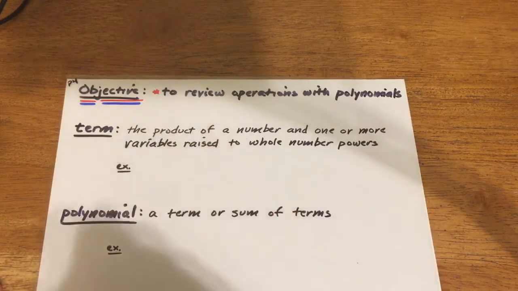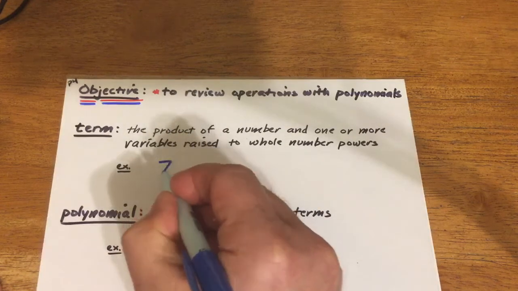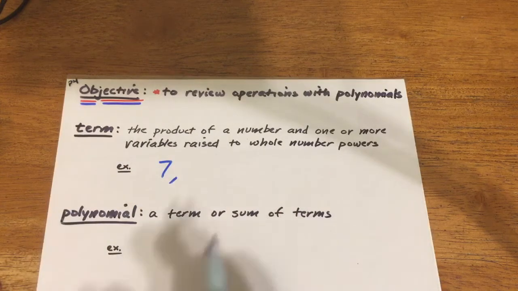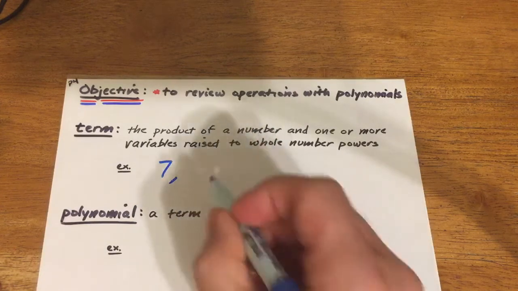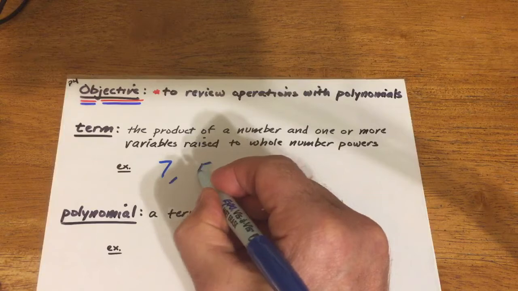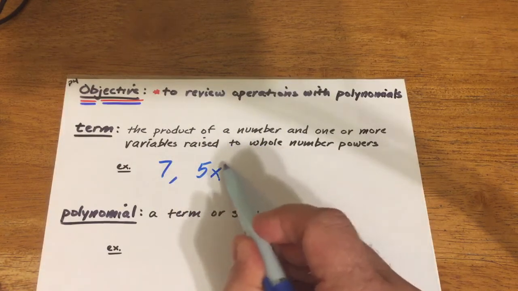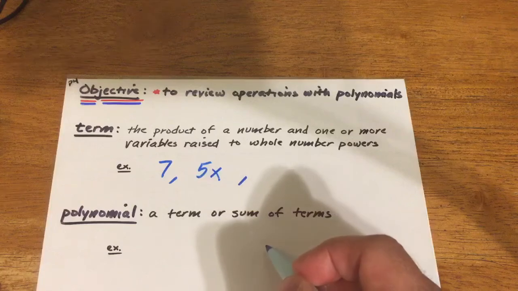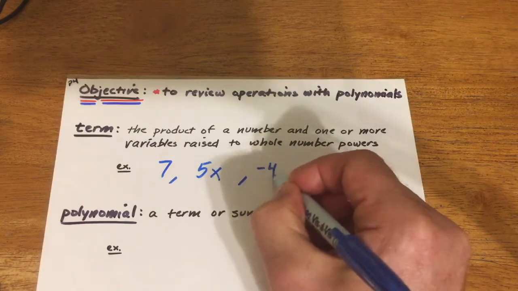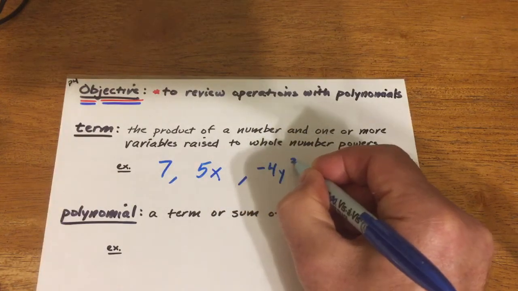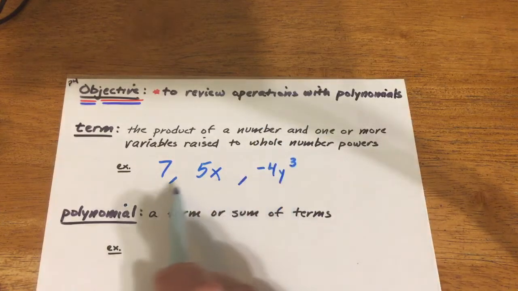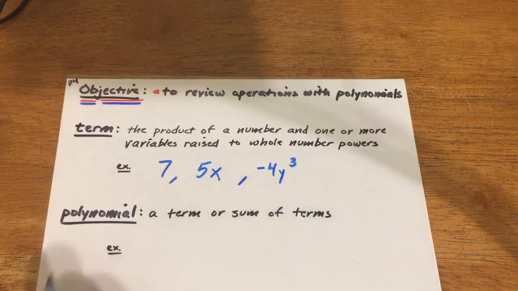So a term could actually just be a number, like 7. A term actually could be a number times a variable. And the variable, we can give any exponent we want. So a third example of a term may be negative 4y cubed. So these are examples of terms.